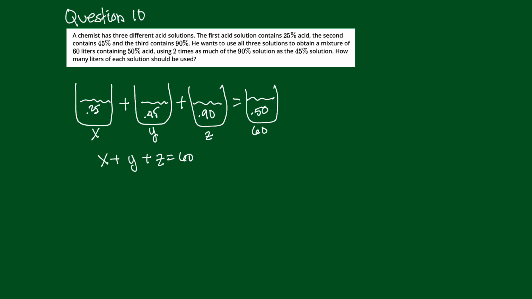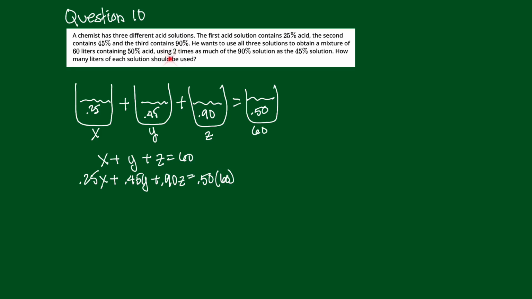Now here's another equation. Take the percents. 0.25 of this, 0.25x, that's how much the first solution contributes, plus, and just multiply, right? Just straight down, plus 0.45y plus 0.90z, that's equal to, now straight down, 0.50 times 60. Okay, now we need one more equation. 3 variables, I need 3 equations.